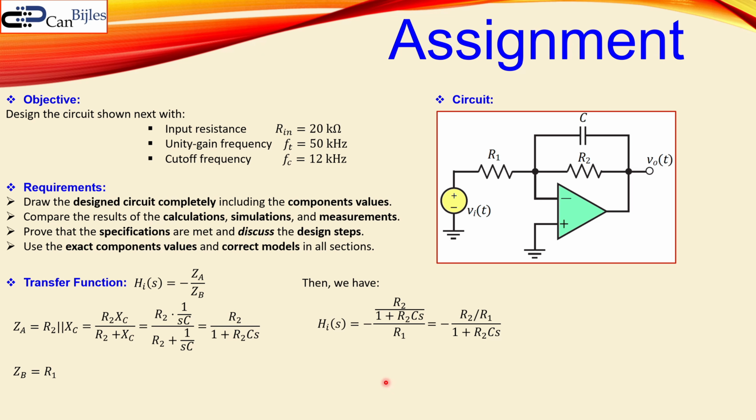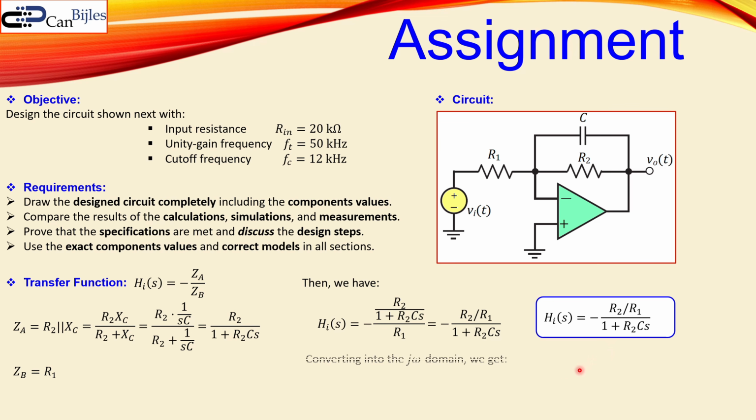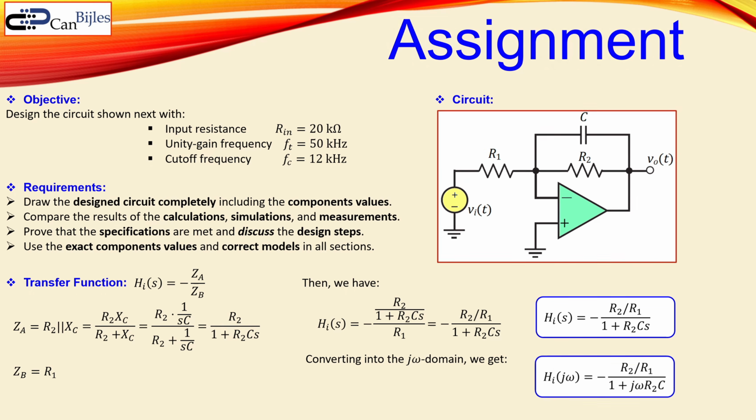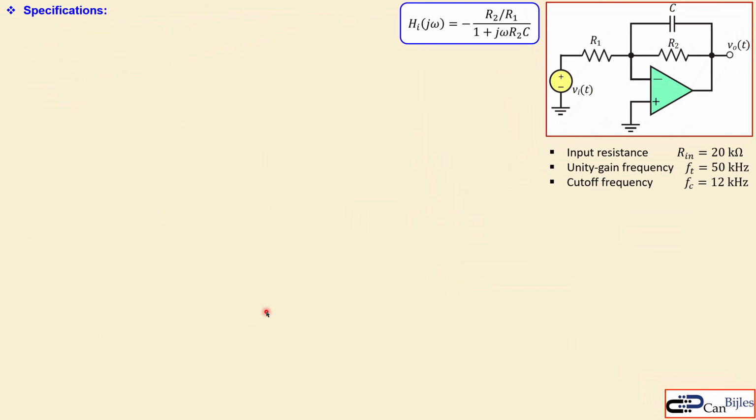Okay, now what we have is that we see some gain at DC and some cutoff frequency also in our expression. We can also write it like this, in this form, so that we see it again, and we can also convert that into the J omega domain. Then you have this, and this is useful later for the future calculations for the frequency analysis. Okay, now we have our transfer function, so we can move on.